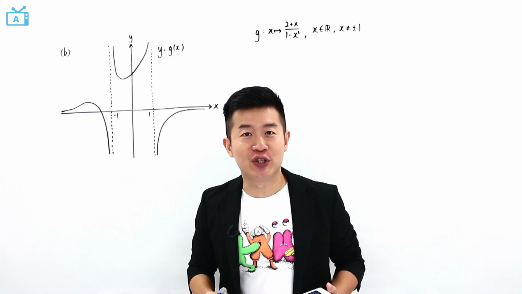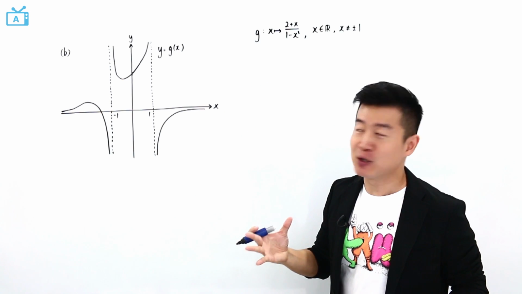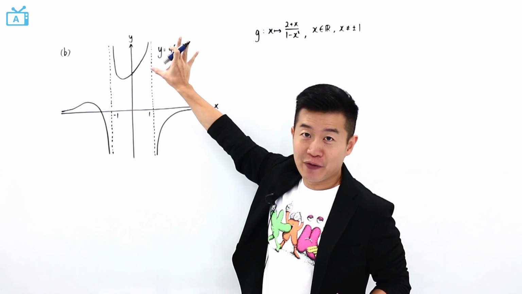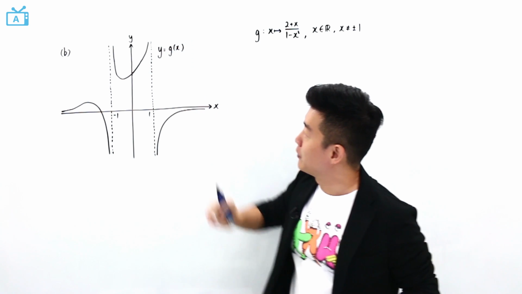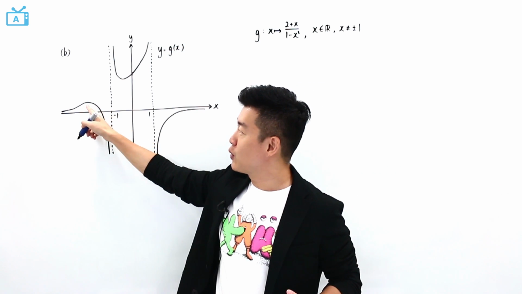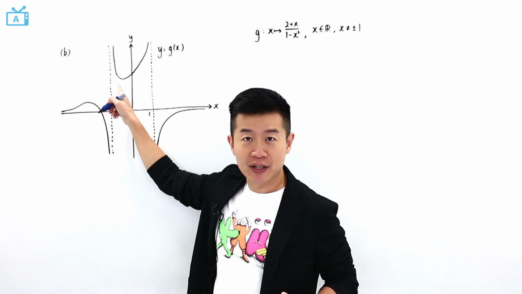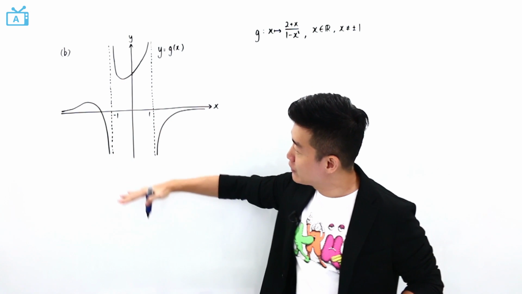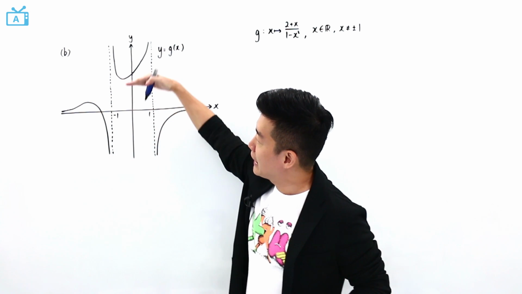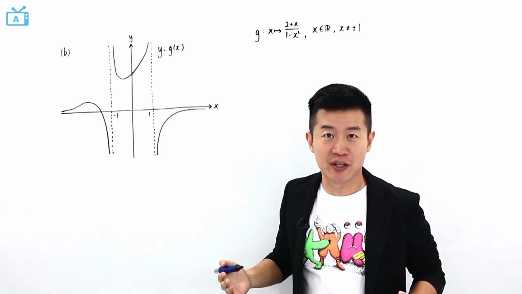We have to find the range of g, and if I can actually use my graphing calculator, what we'll do is we'll try to plot the graph of g(x) and then find the y coordinates of the maximum point and the minimum point here. That means the range of g is from minus infinity to the y value here, and then from the y value here to positive infinity.